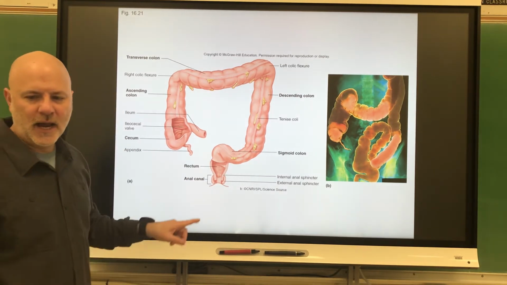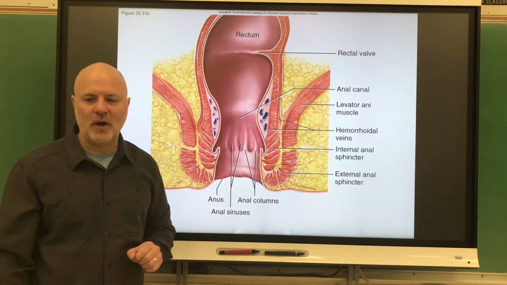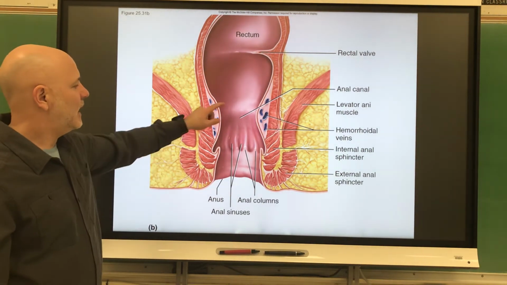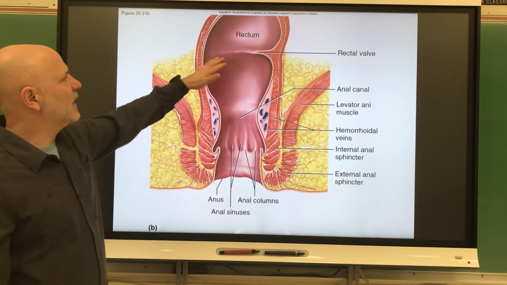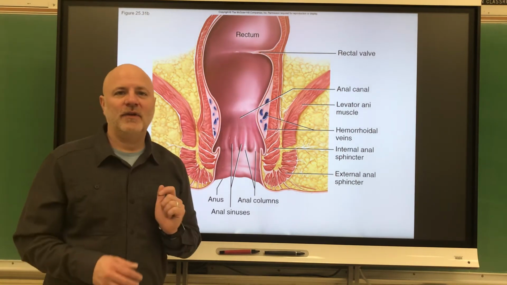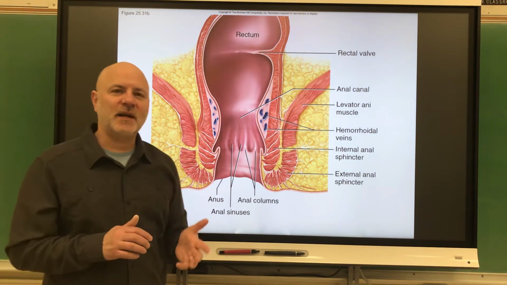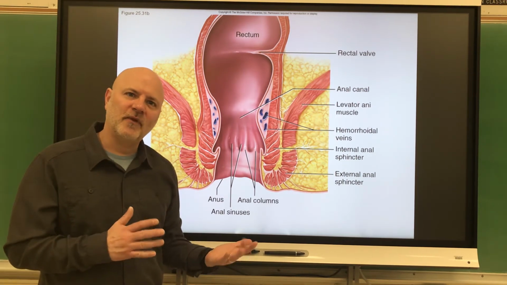All right. Now, the anal canal and anus. This is showing a blow-up of the rectum, anal canal, and then the anus, which is just the opening. One of the things I want to show you here in the rectum is this rectal valve. What rectal valves do is they separate feces from flatus. So they separate your poop from your farts.